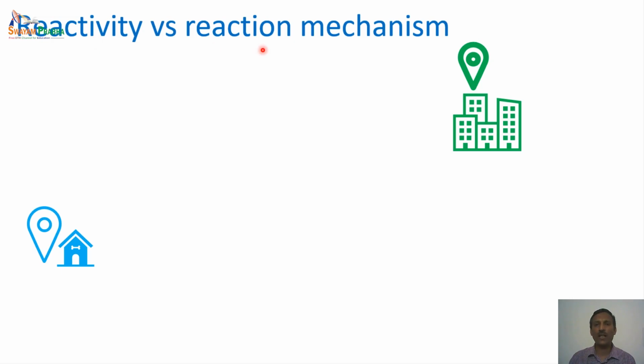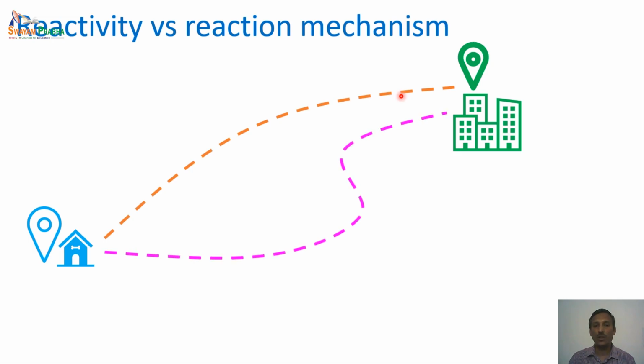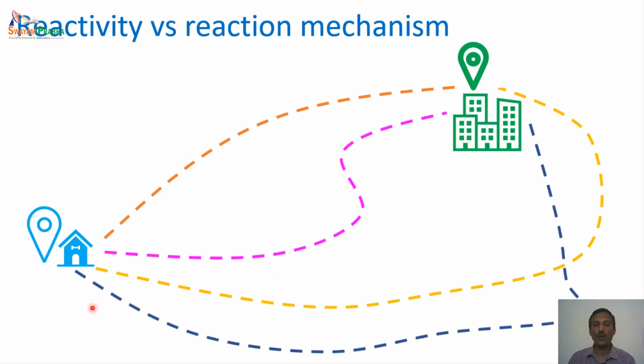And what is this reaction mechanism? The reaction mechanism is a little bit different. For example, you can follow a path as shown here, path A or path 1. You can also follow another path as shown here. You can follow a different path, the third path like this, or you can follow path 4. So we have 4 different pathways to reach the same destination. The starting point is the same, the end point is the same, but the pathways are different. These pathways are nothing but the reaction mechanism.